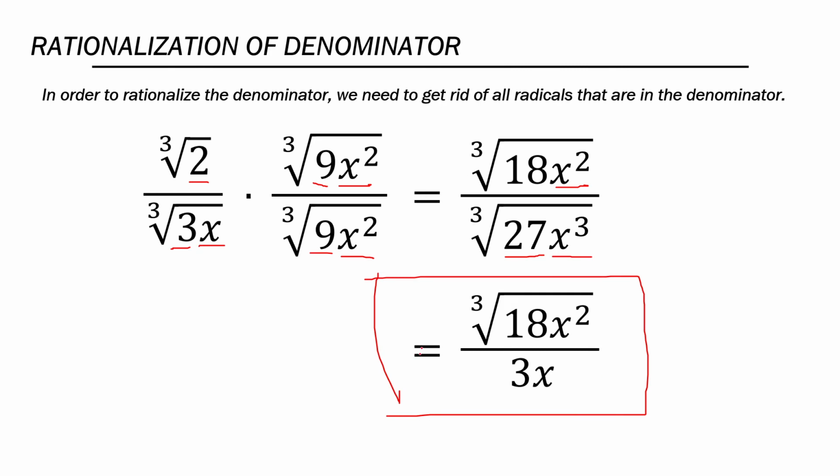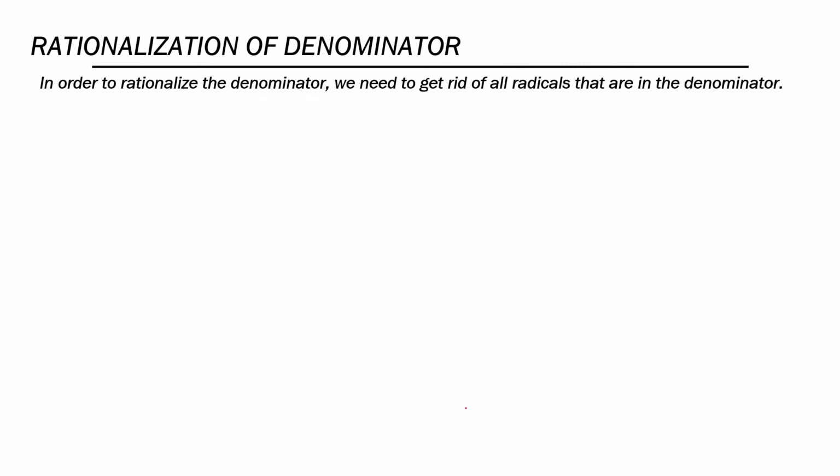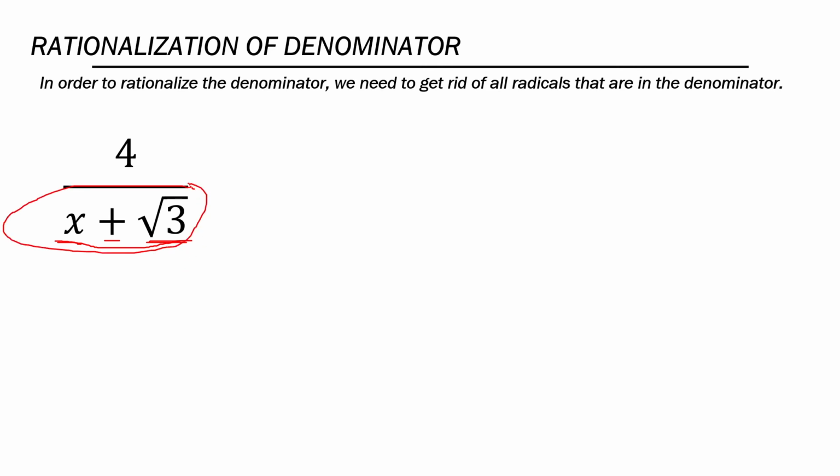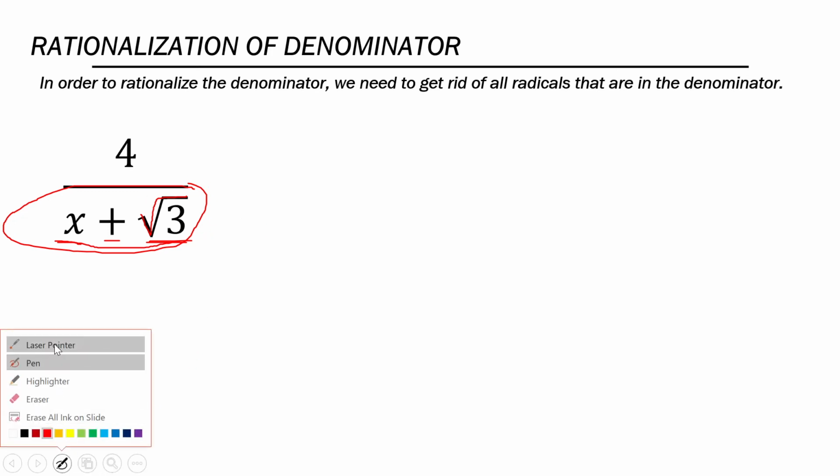Okay? Let's go back. So another example. This time, what if our denominator has a radical but with two terms? There is x plus square root of 3. Two terms. Our question now is, how do we remove this radical here? Okay? So we cannot multiply this one by square root of 3 itself. Okay? So what do we do?